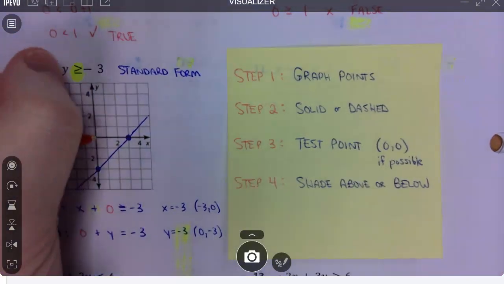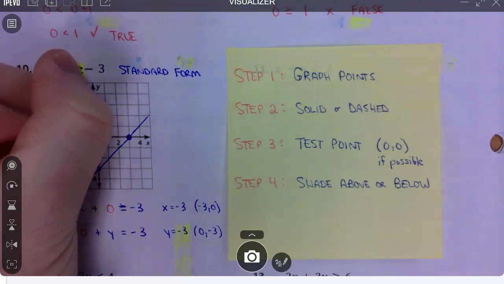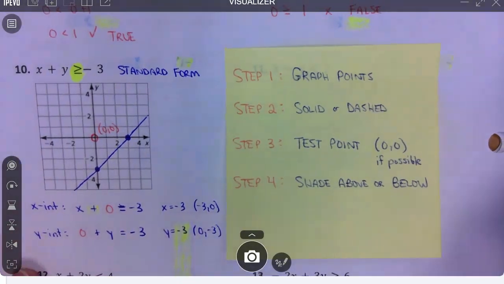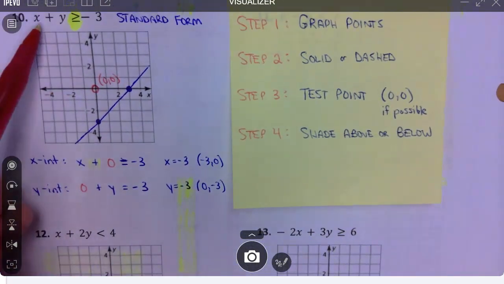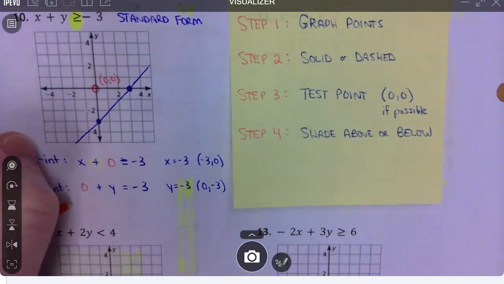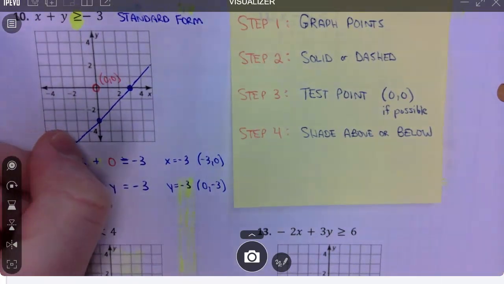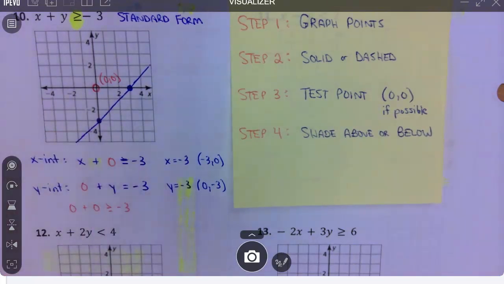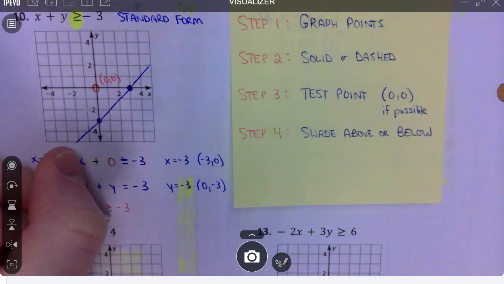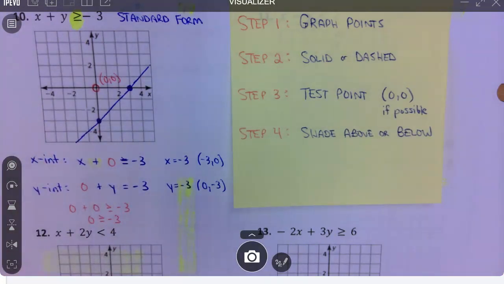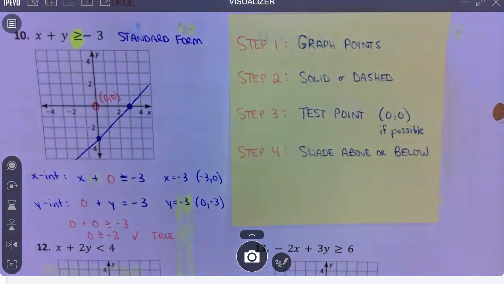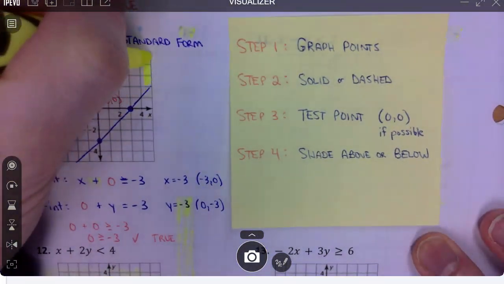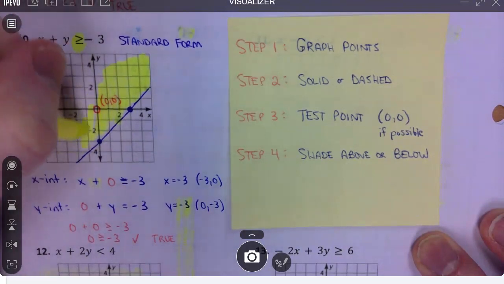Now I'm at step 3. I can test 0, 0 because it's not on the line. And I'll do that quickly right down here with this little space that we have. From our original inequality up here, I'm making x 0, and I'm making y 0, and I'm trying to determine, is that greater than or equal to negative 3? Well, that just becomes 0 greater than or equal to negative 3, and yes, 0 is greater than or equal to negative 3. So check, because it's true. So I shade the section of the graph that includes 0, 0. I do all this.